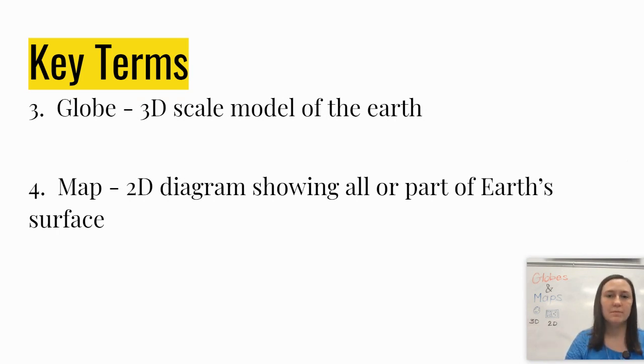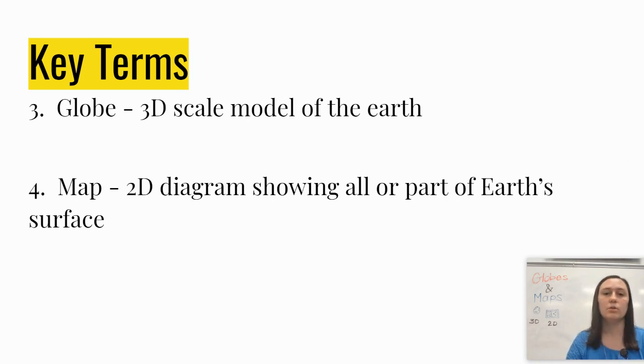The next key terms, pretty obvious based on the title of our notes. We have globe, which is a 3D scale model of the earth. And we have map, which is a 2D diagram showing all or part of Earth's surface. So 3D, we know what that is. That is three-dimensional. That is like a sphere. So the globe is just like the Earth, so it is spherical. It is a 3D solid shape. And it models the whole Earth.